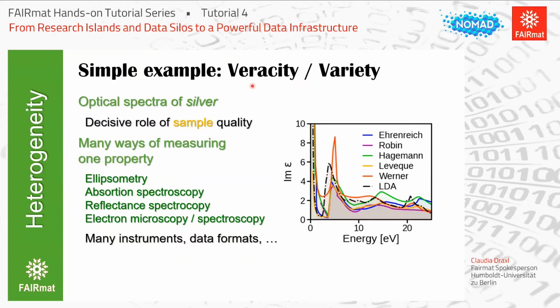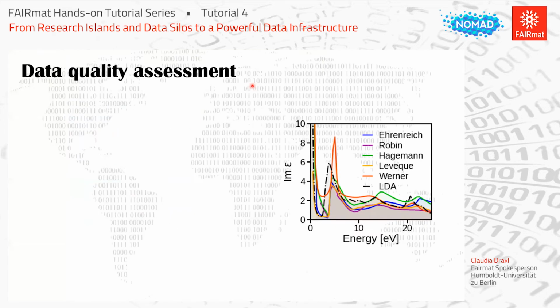In addition, of course, we also can compute the same quantity, and there are very many different ways of computing the same quantity. So it's quite obvious that there will be a variety of techniques giving the same thing, and the veracity is a real big challenge here. So to get rid of this veracity, or at least to understand better what we're doing when looking at data, metadata play a crucial role in order to assess the data quality.